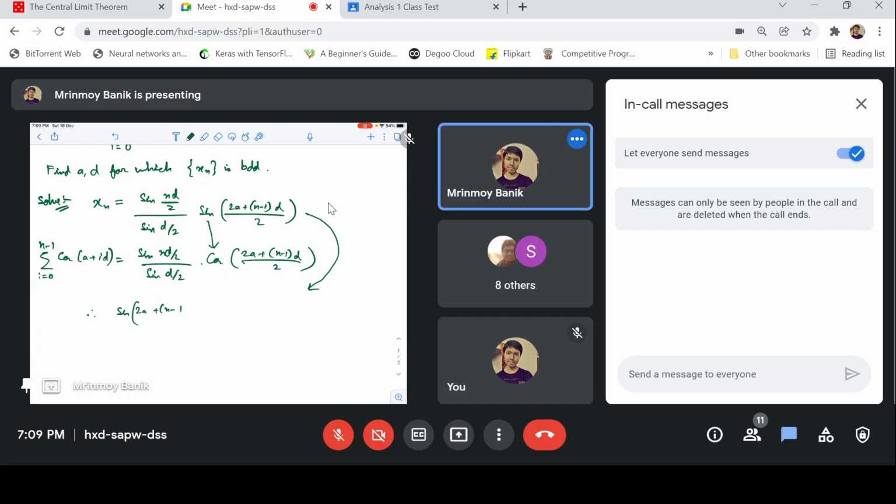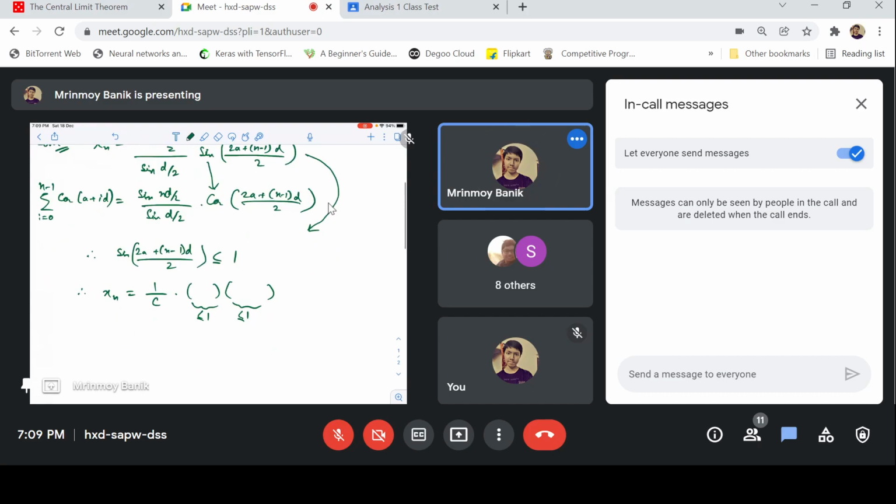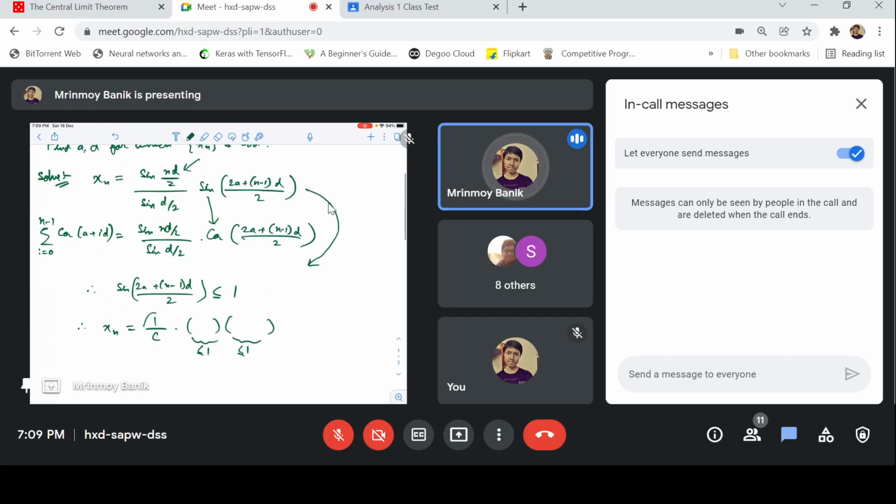Yeah, and similarly both of them are also like constant. So this is a constant. This is less than or equal to 1 and this is less than or equal to 1. And this is a constant.